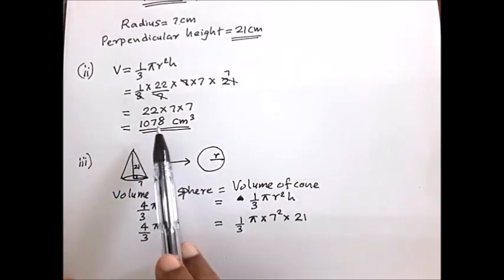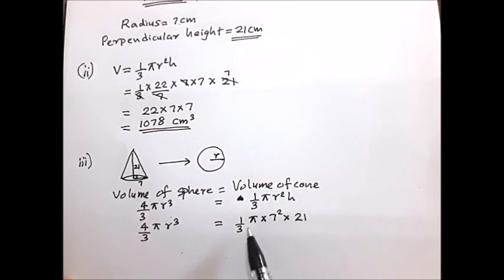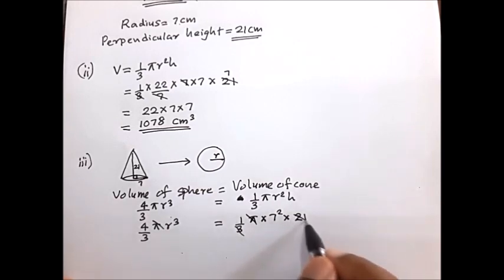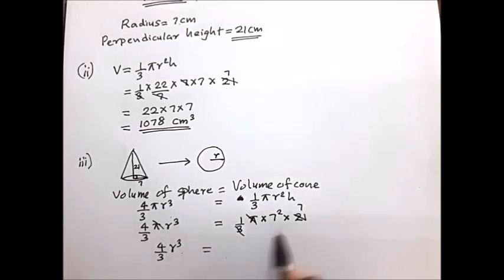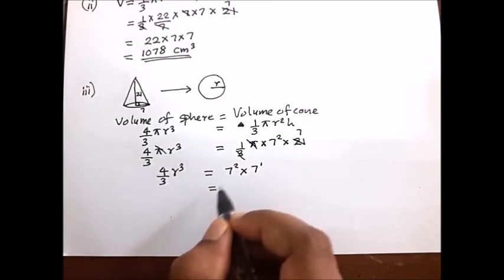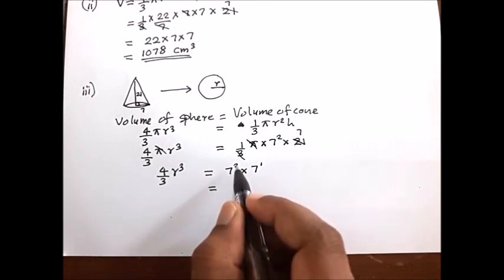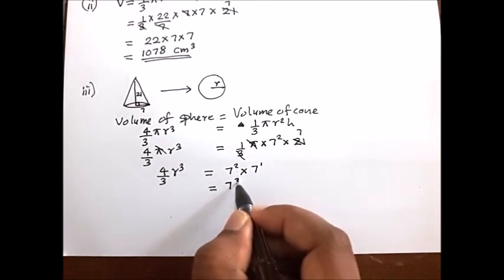Don't substitute 1078 here. If you substitute r and h as 7 and 21, it is easier to simplify. On both sides you can cancel pi. Here you can cancel 3 and 21, leaving 7. So 4 over 3 r cube equals 7 to the power 2 multiplied by 7 to the power 1. When you multiply powers with equal bases, you add their indices. The answer is 7 to the power 3.